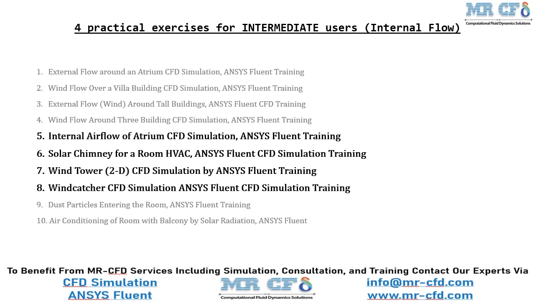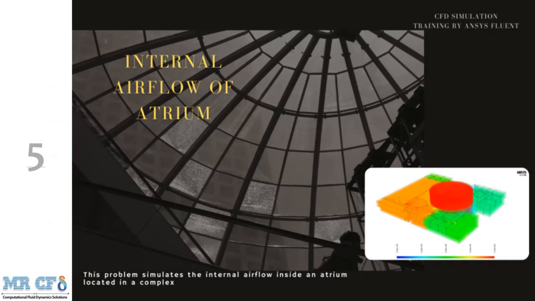Then we continue the training with 4 practical exercises in the field of internal flows for intermediate users, including the architectural engineering role in HVAC of various structures. Exercise number 5 simulates the internal airflow inside an atrium located in a complex by ANSYS Fluent software. Atrium works with 2 natural phenomena, including the greenhouse effect and the chimney effect. In the present case, the cylindrical area called the atrium in the central part of a complex is considered.